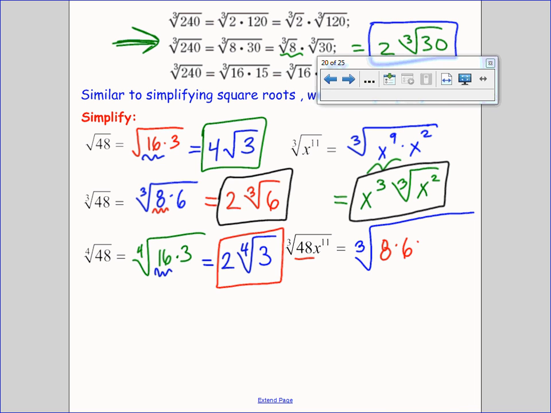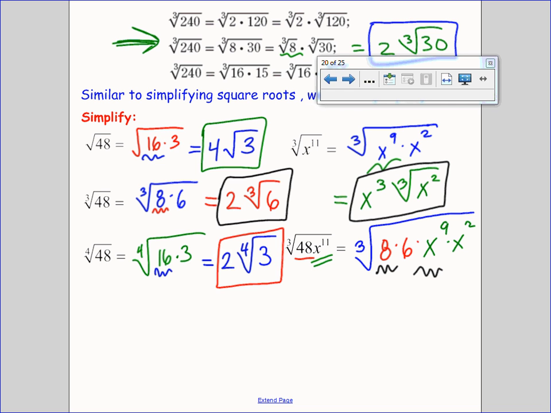We're going to rewrite this x to the 11th as x to the next highest exponent beneath 11 that is divisible by 3. We just did that, x to the 9th times x to the 2nd. And now we'll squiggle underline those perfect cubes inside my radical. 8 is a perfect cube. X to the 9th is a perfect cube. These underlined factors are going to come out front as whole powers. And the remainder, 6 and x squared, are going to be stuck inside my cube root in my final answer.